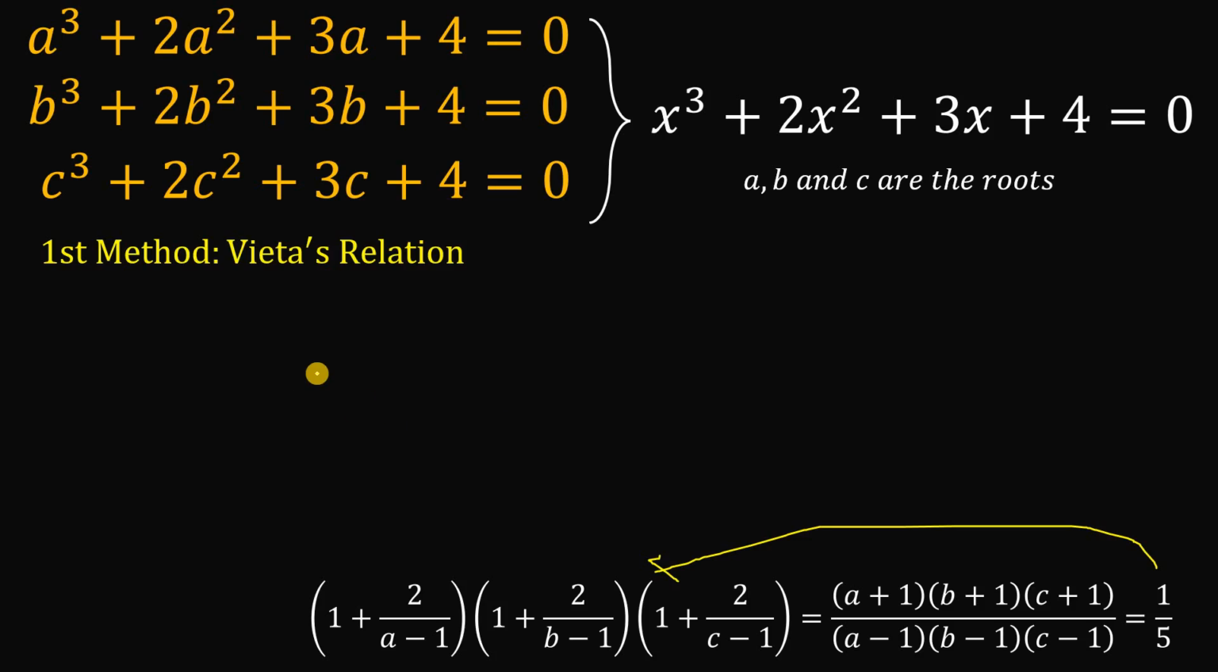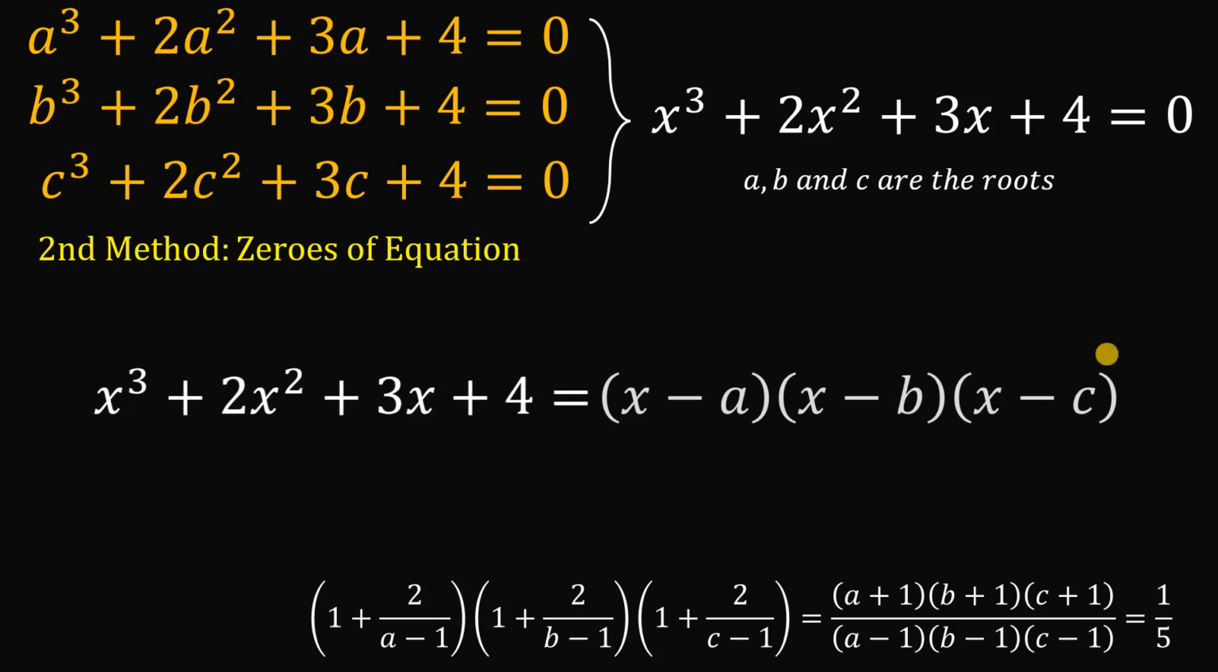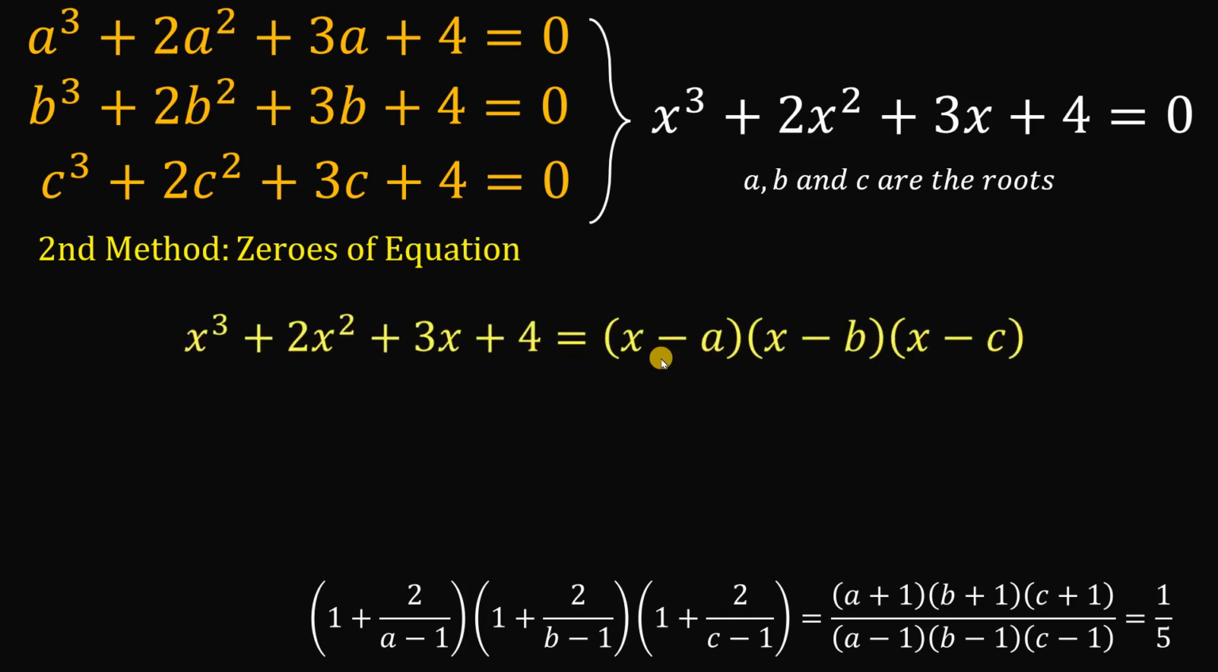Now, here's the first method, the Vieta's relation. How about the second one? The second method is the zero of the equation. Notice we have an equation, x cubed plus 2x squared plus 3x plus 4 equals 0. And we know the roots of this cubic equation must be a, b, and c. So we can rewrite this cubic equation as x minus a multiplied by x minus b multiplied by x minus c. This is related to a plus 1, b plus 1, c plus 1, and so forth. So now, let's set this aside.